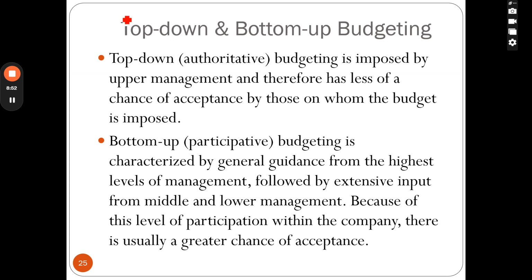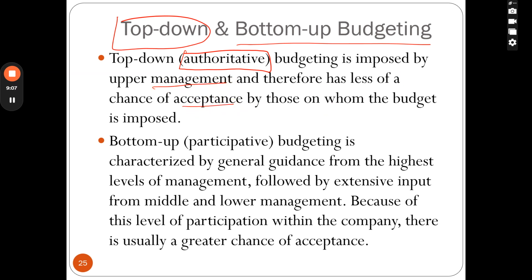So there are two types of budget, as we said: top-down budgeting and bottom-up budgeting. Top-down, we also call it authoritative budget. Top-down budgeting is imposed by upper management and therefore has less chance of acceptance by those on whom the budget is imposed. So top-down budgeting is imposed by the top-level management towards the lower levels. So you will not have details on this.